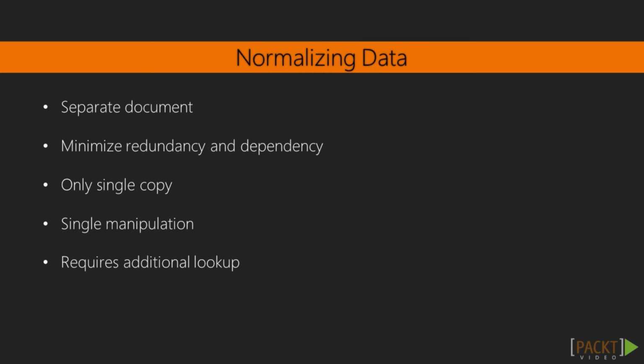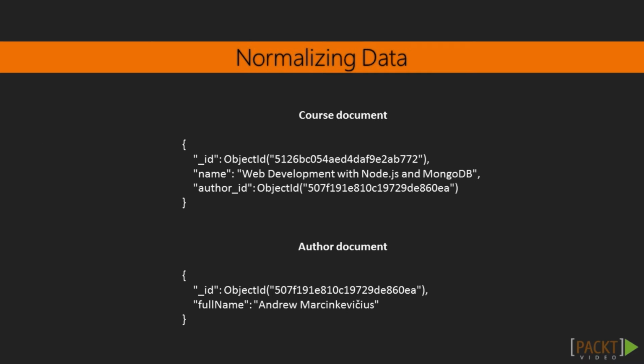Normalizing data is when you move data to separate documents and include the ID of that document. This process minimizes redundancy and dependency. It makes your database smaller because only a single copy is kept. Only a single manipulation is required if you need to change that data. The disadvantage is that getting that information requires an additional lookup, which can become a performance issue. Here, you can see an example of how documents with the normalized data strategy would look.